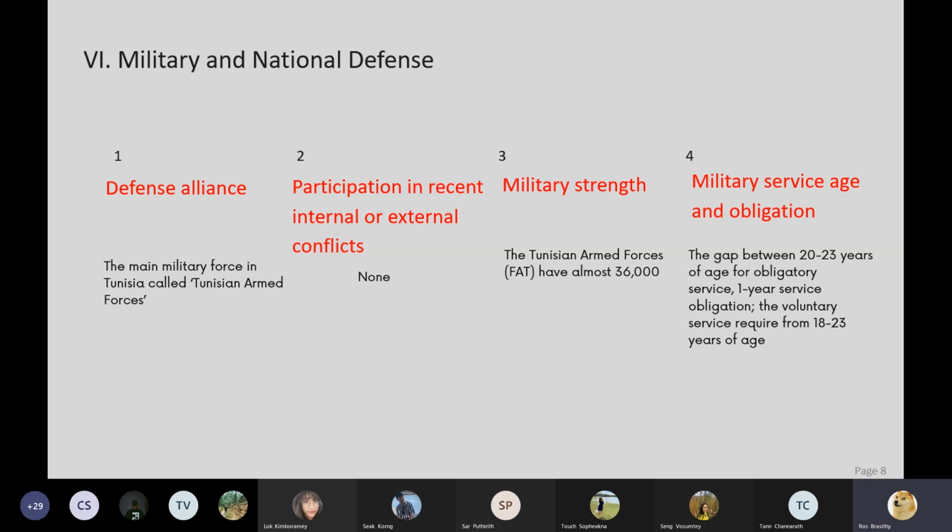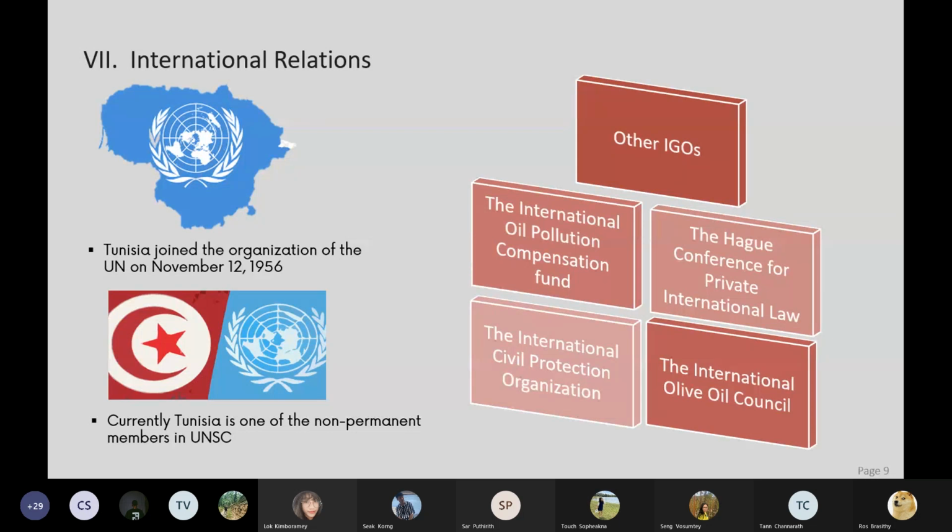International relations. Tunisia joined the UN on November 12, 1956, and is currently one of the non-permanent members in the UNSC. Among the IGOs that Tunisia has joined is the International Olive Oil Council, of which Tunisia is one of the founding members. The International Oil Pollution Compensation Fund, which Tunisia joined in 1992. Tunisia also joined the Hague Conference for Private International Law in 2014, and in 1972, Tunisia also joined the International Civil Protection Organization.